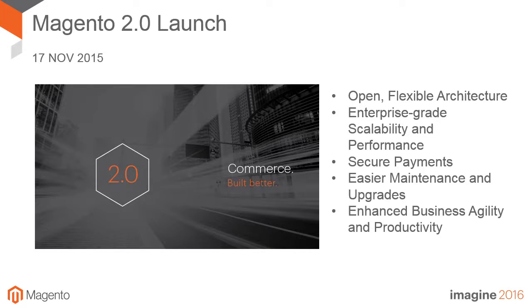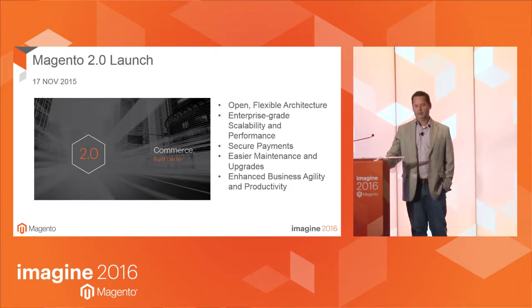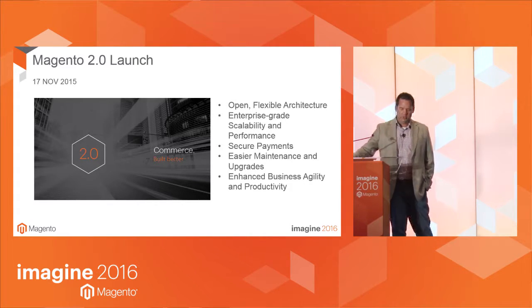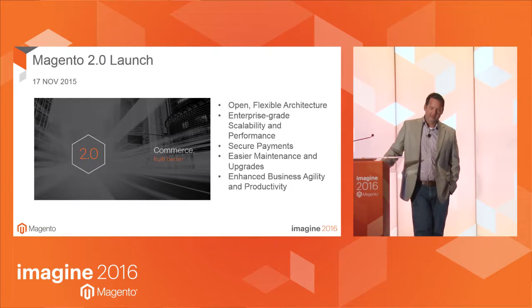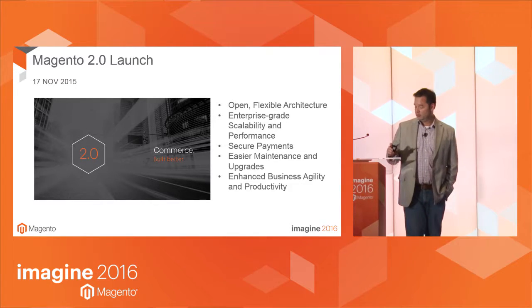So first, let me tell you about the Magento 2.0 launch. In November of 2015, we announced the general availability of Magento 2.0. This is a really proud moment for us as a company. It represented the culmination of hundreds of employees, several years of effort, and it makes major architectural improvements to Magento, making it more scalable, more flexible, more secure. But it's not just the architecture that received improvements for that launch. We also made enhancements to the user experience.